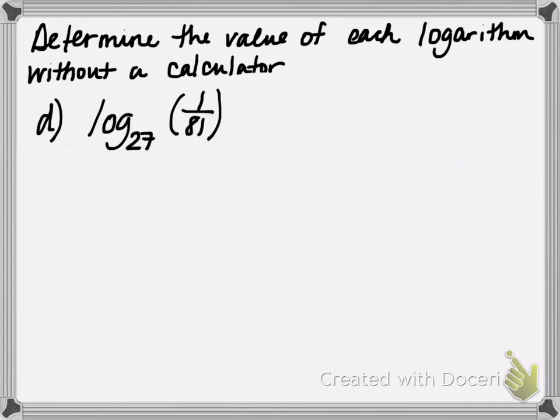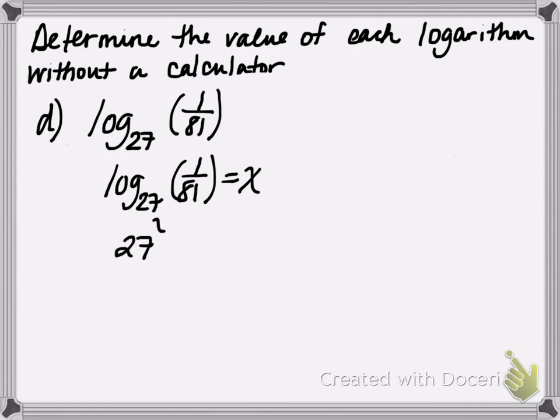Part D, log base 27 of 1/81. So I don't know what this logarithm is equal to. I'll just say it equals x. Rewrite this in exponential form, and we realize we have 27 raised to the power of x is equal to 1/81. In other words, what power of 27 will give me 1/81?